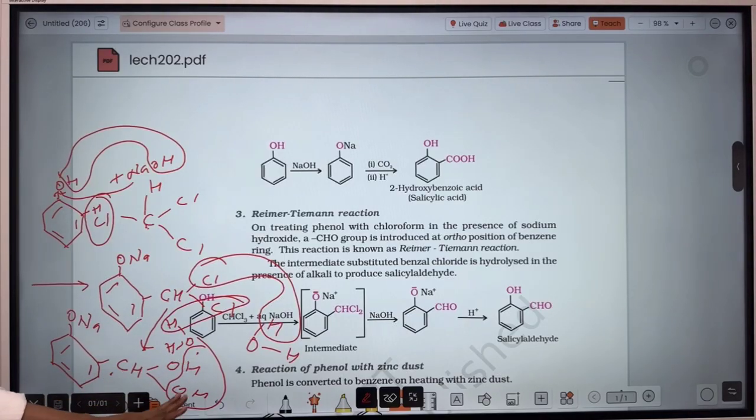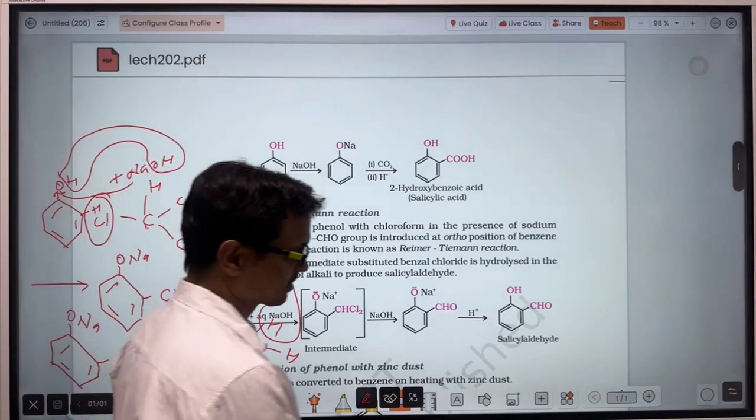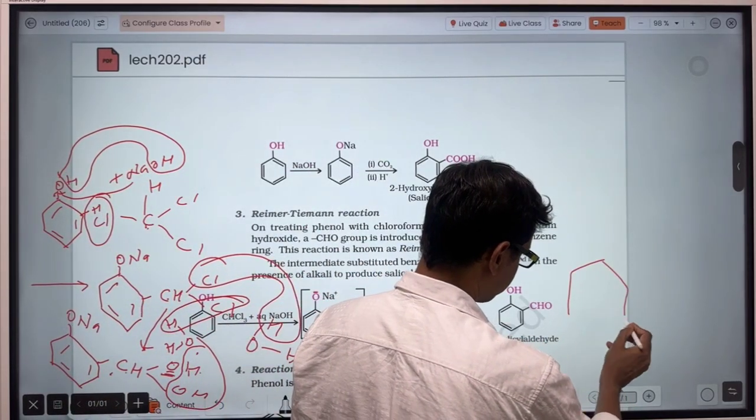Because these OH groups will be very close to each other. So it is a matter of chance whether this hydrogen will combine with this OH or this hydrogen will combine with that OH. From where the hydrogen will be released depends on chance. So this oxygen will form a double bond here. So what is the structure here? The remaining structure is the same as this.